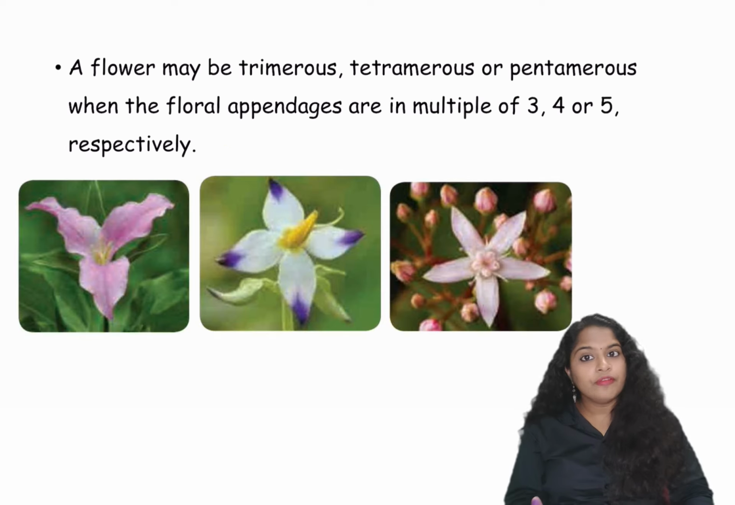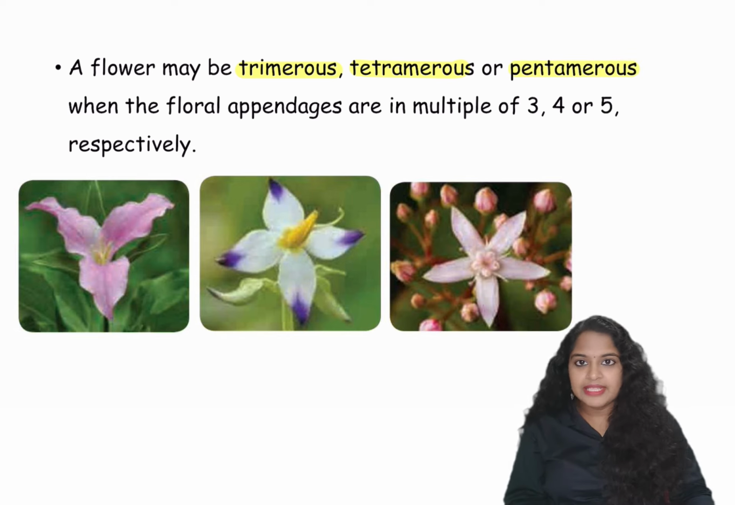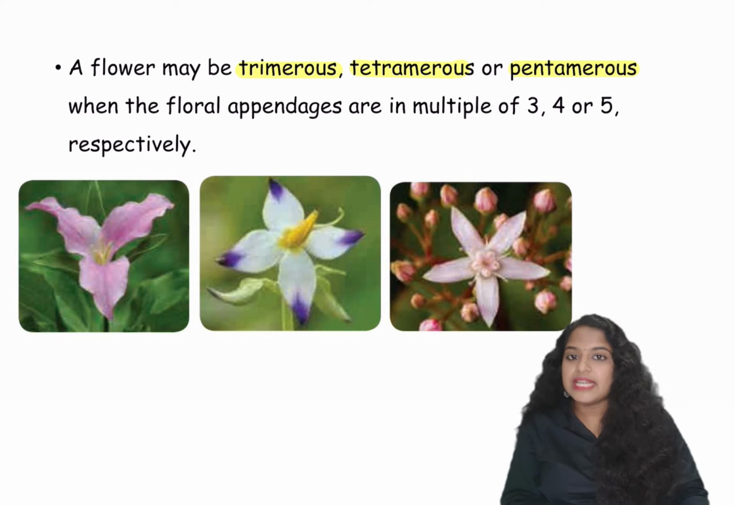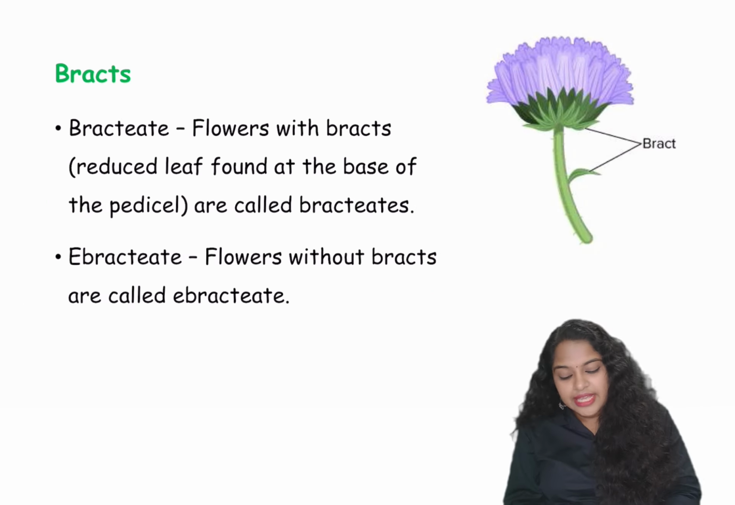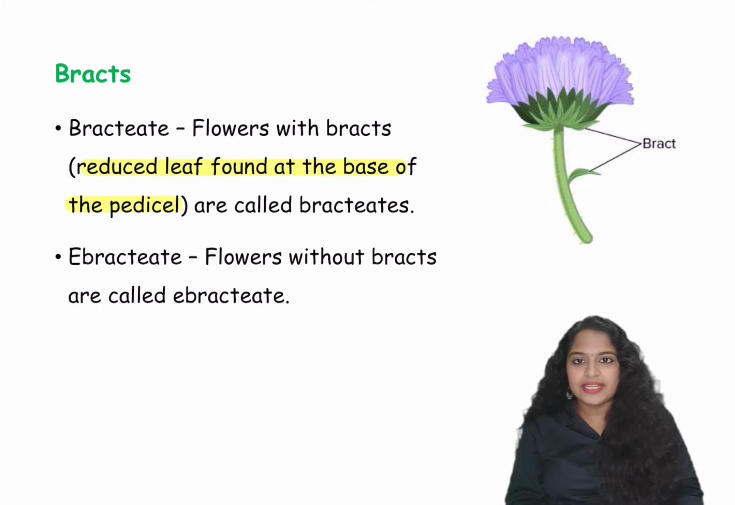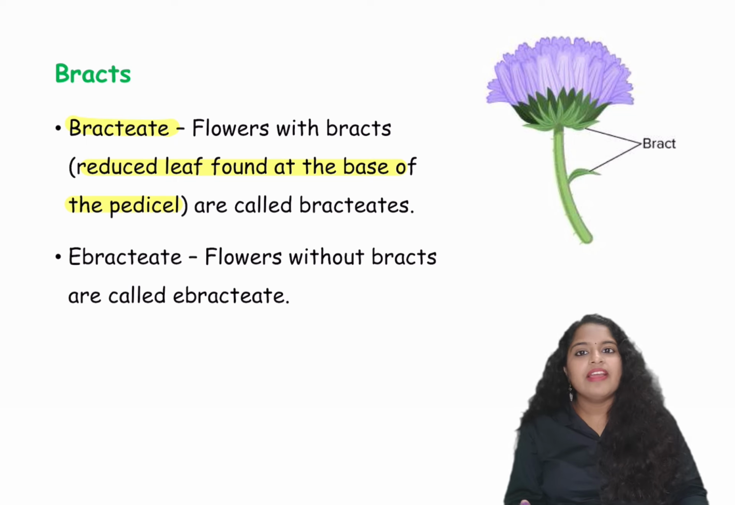Now based on the number of floral appendages present, flowers are of three types. One is trimerous, tetramerous and pentamerous. If it is in multiples of 3, it is trimerous. If the appendages are in multiples of 4, it is tetramerous. And if the floral appendages are in multiples of 5, it is called pentamerous. What is bract? It is the reduced leaf found at the base of pedicel. So flowers with bracts are called bracteate. What is ebracteate? When the flowers do not have bract, it is called ebracteate. And these are the two types of flowers which are based on the presence or absence of bracts.